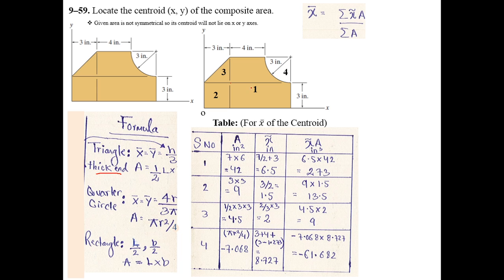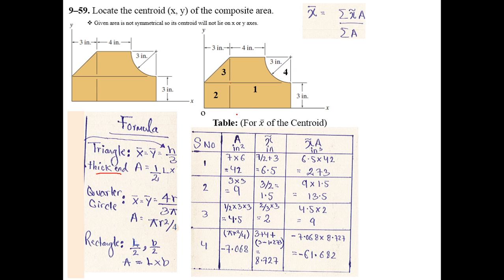So its area is 7 into 6. This length is 4, and the radius of this quarter circle is 3. So this makes 7, and the radius of the quarter circle is 3, and this dimension is 3. So it is 6. 7 into 6. Okay, 42 inch square. And what about the centroid of this area?